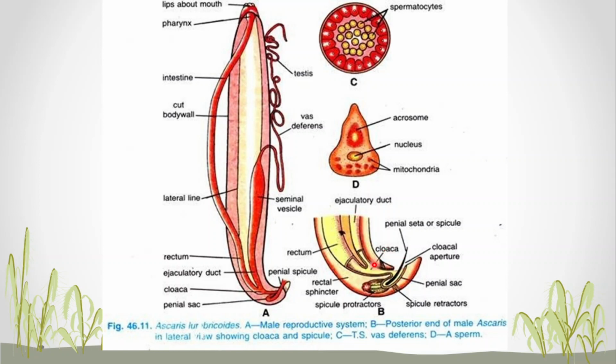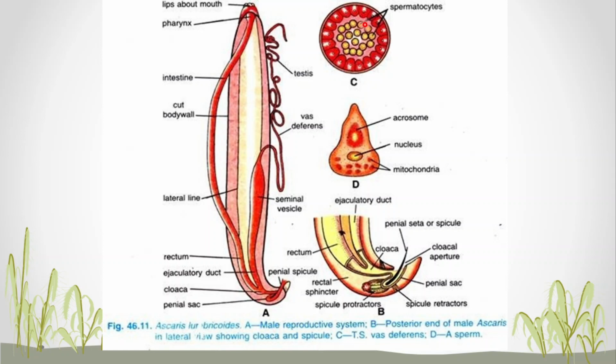This is the ejaculatory duct, which opens into the cloaca and which is situated in the rectal region or posterior end of male Ascaris. So this is the curved tail by which we can identify whether it is male or female Ascaris. Now see diagram C, which shows the spermatocytes.